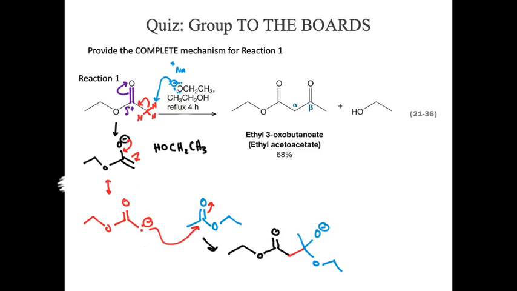Okay. Is that structure stable? No. So what happens? We can reform the pi bond, kick out a leaving group, and we would reform the base.